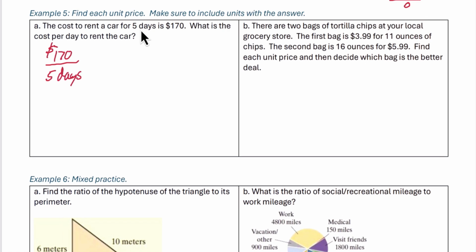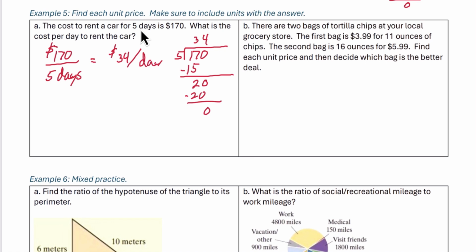And now we want to reduce or simplify this. Again, we'll use division. 170 divided by 5. 5 goes into 17 3 times. Multiply, we get 15. Subtract, we get a 2. Drop down that 0. 5 goes into 20 4 times. 4 times 5 is 20. Subtract, we get a 0 remainder. So we have $34, and the denominator is days, 1 day. $34 per day is the cost to rent the car.